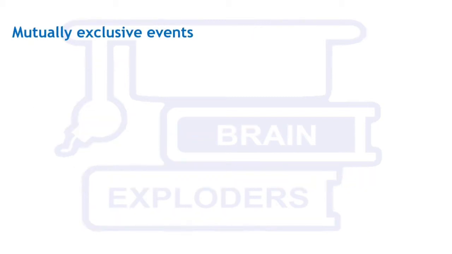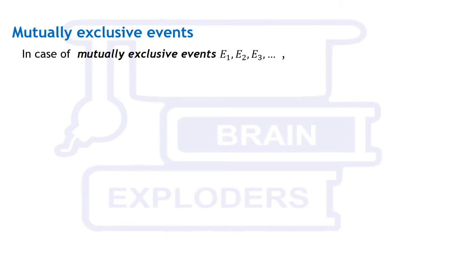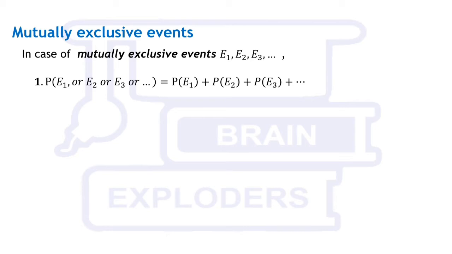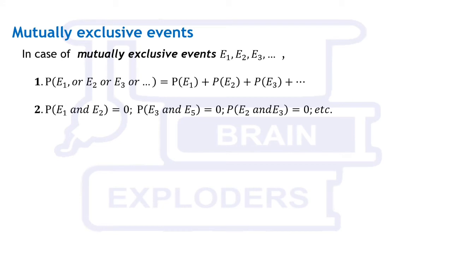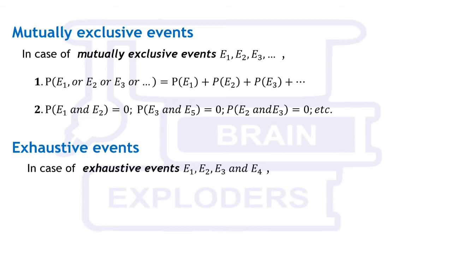If E1, E2, E3 etc. are mutually exclusive events, then the probability of occurrence of E1 or E2 or E3 is equal to the probability of E1 plus the probability of E2 plus the probability of E3 and so on. And since these are mutually exclusive events, they cannot occur together, so the probability of occurrence of any two of these events together is 0. In case of exhaustive events E1, E2, E3 and E4, the probability of occurrence of E1 or E2 or E3 or E4 is 1 because at least one of these will certainly occur.